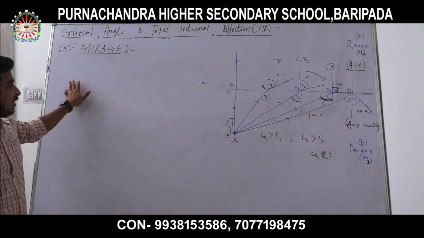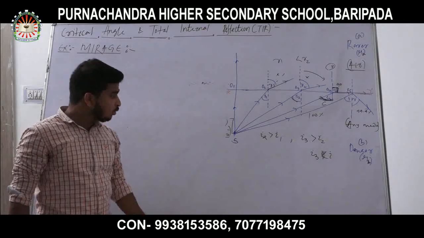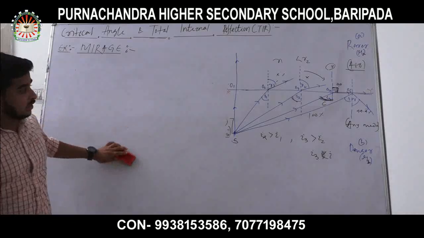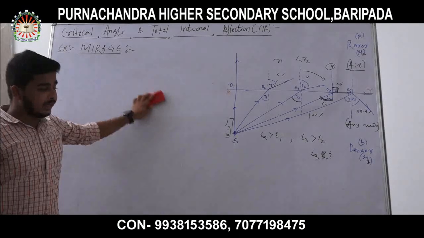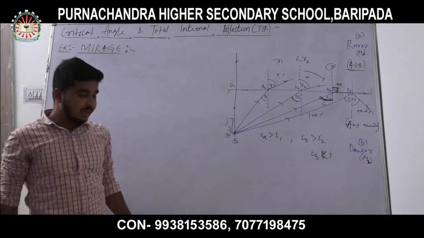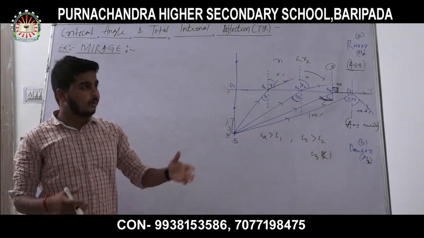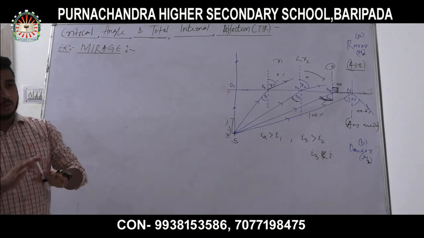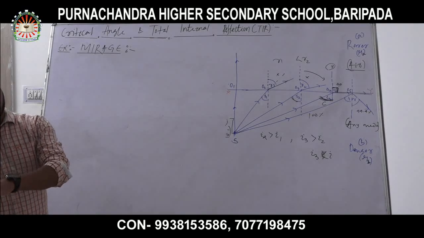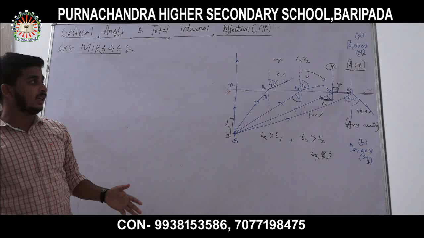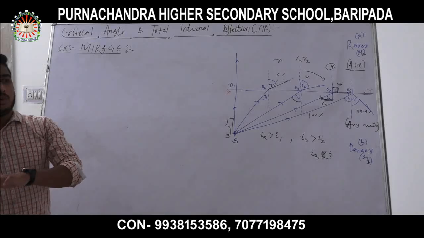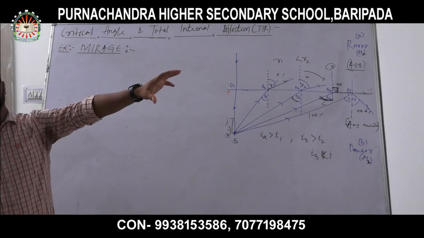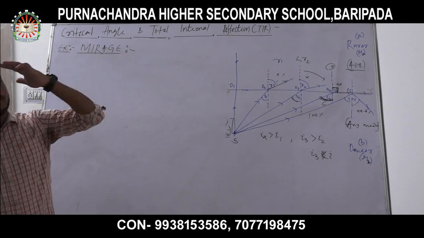What is mirage? Mirage is usually found in hot areas, such as deserts. In our daily life, on a hot sunny day, when we travel on a bike or in a car or any other vehicle, we see a shimmering waterfall, shimmering water in front of us.